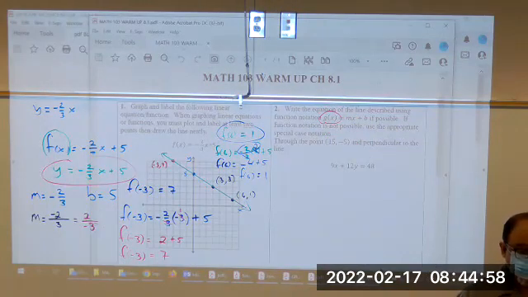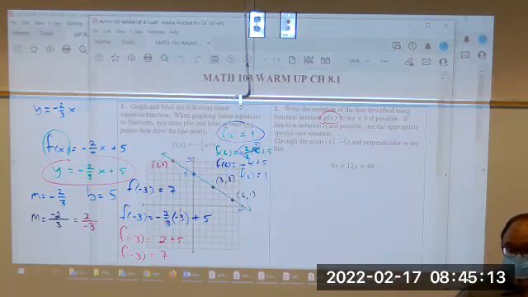Because you're supposed to write it using function notation. On the homework, they had it typed in for you. You didn't actually have to do it by hand. On the quiz, on the test, it's going to say, write your final answer using whatever of x.